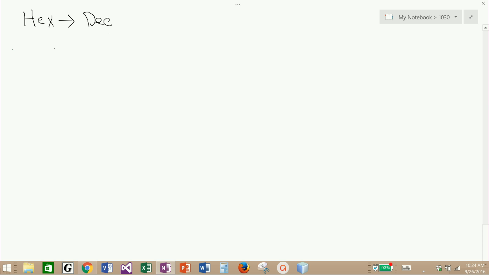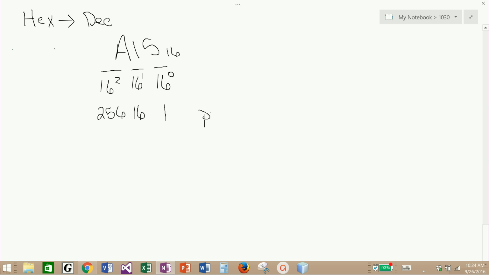So the next one we're going to do is hexadecimal to decimal. So let's start with a hexadecimal number, A15. I'm going to put the subscript on it to indicate the fact that it is a hexadecimal, and I'm going to find the positional value for each one of them. Once I have the positional values, I'm going to figure out what they each are. Anything raised to the power of 0 is 1, and then I'm going to take the positional value and multiply it by the value that is sitting there. This would be 1 times 5.